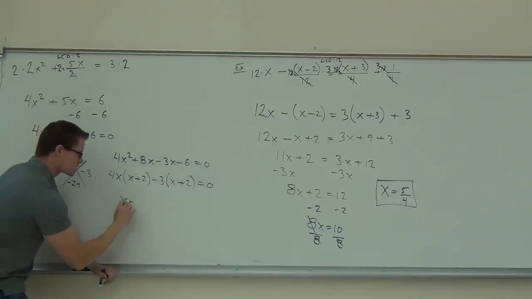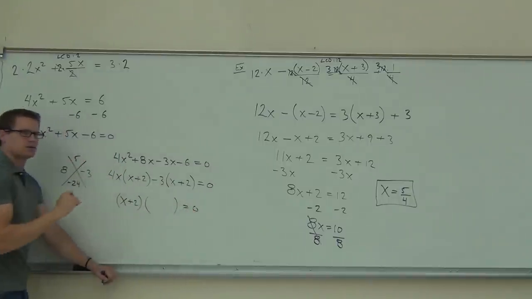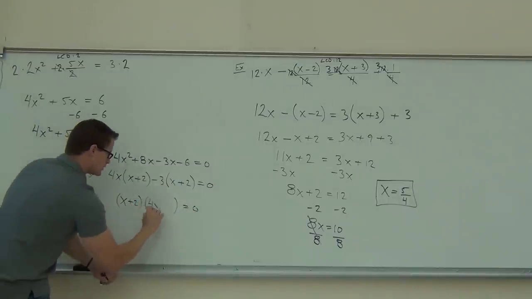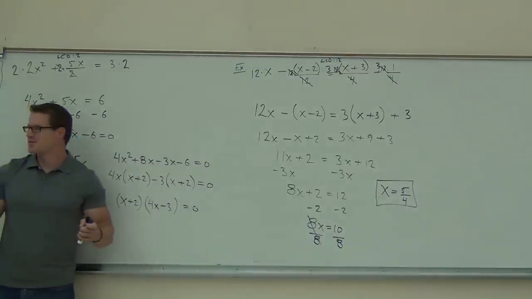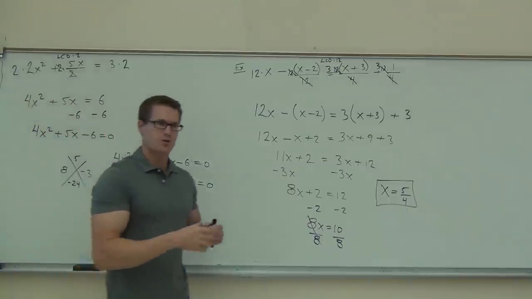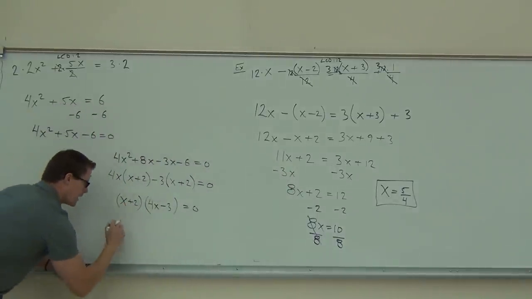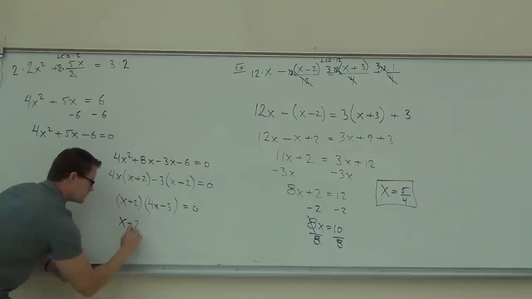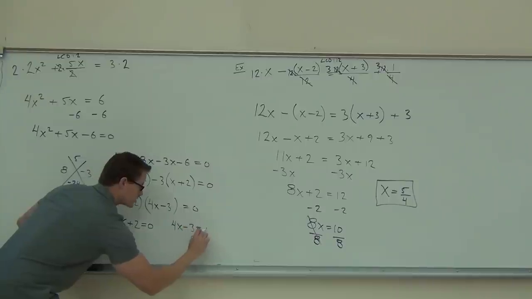Now we're going to factor out the x plus 2, and what are we going to be left with when we factor out the x plus 2? 4x plus 3. Perfect. Hey, we finally get a different case, where we can set each one of them equal to 0. Since these things are different, the zero product property works just fine for us. We're going to set not only the x plus 2 equal to 0, but also the 4x minus 3 equal to 0.